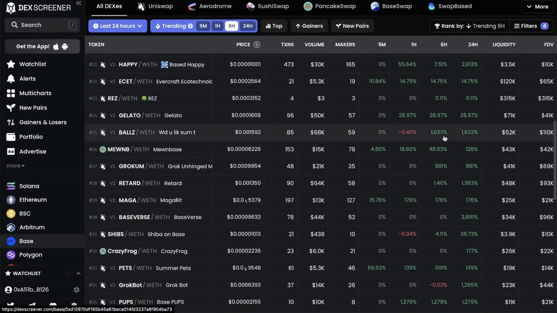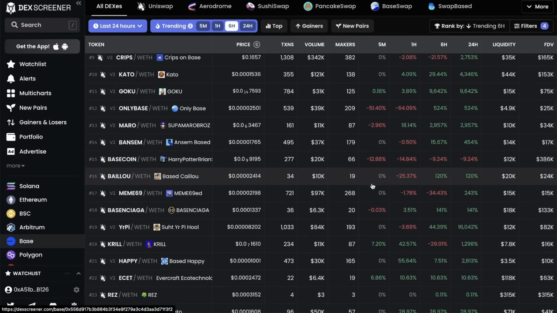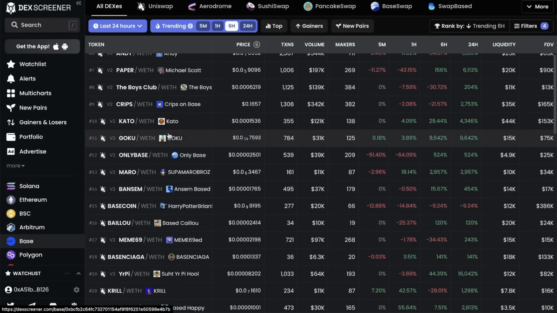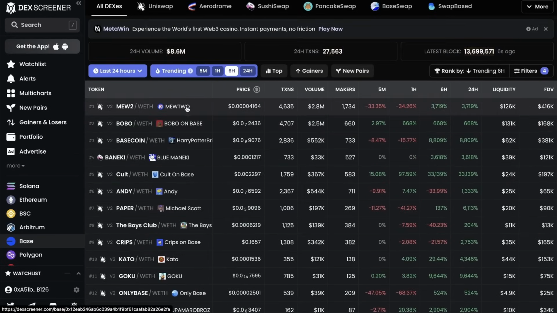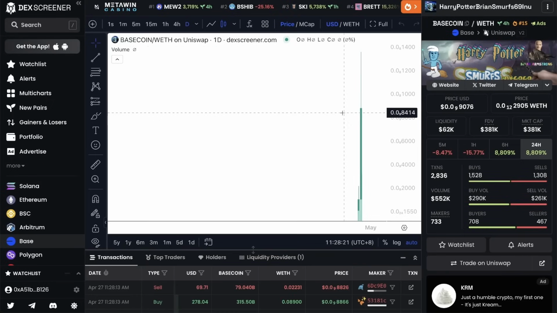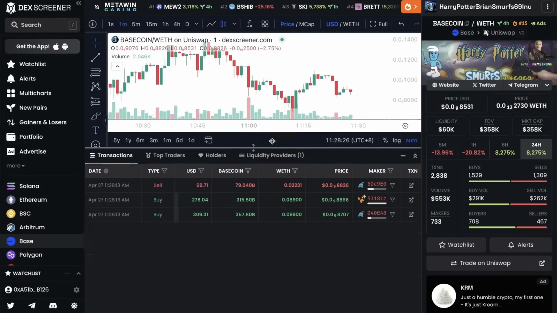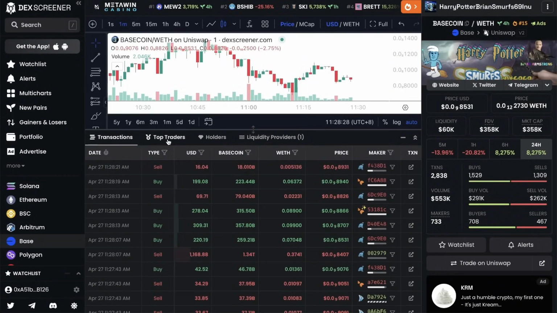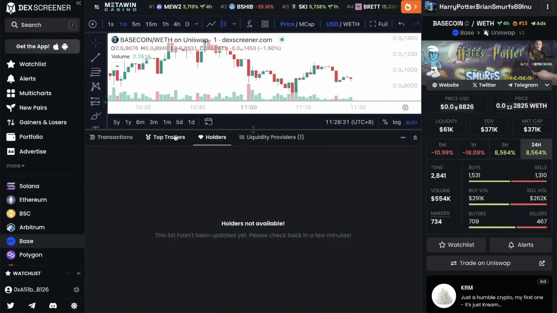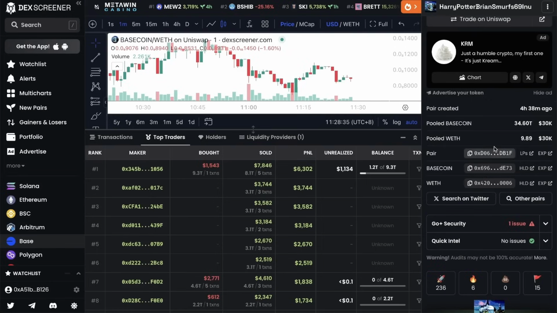And if I don't see any transaction in the last 5 minutes, 1 hour, this is not interesting. Last 5 minutes, not interesting. Because you want something that is active. So Mewtwo, okay, Harry Potter. Let's see, Bailu, we saw that one. Our Harry Potter thing. Gonna check the holders. Holders not available, unfortunately. Let's check the liquidity pool.